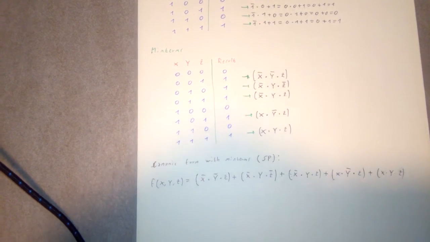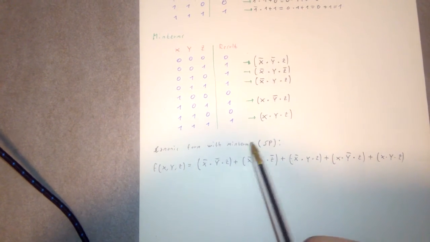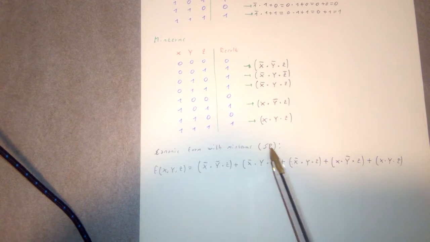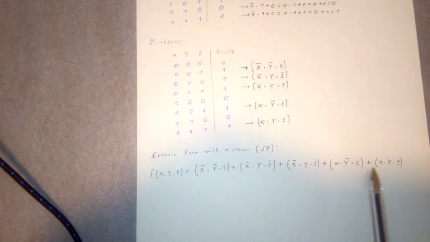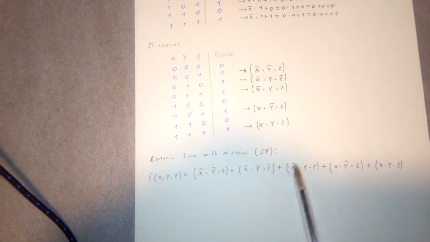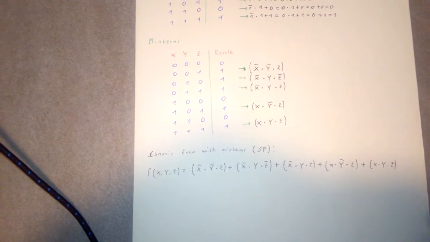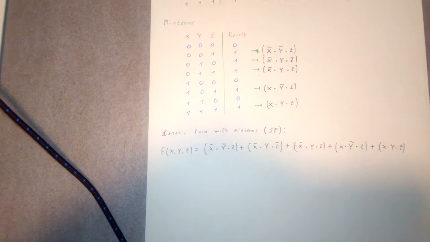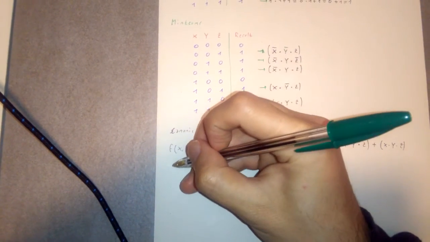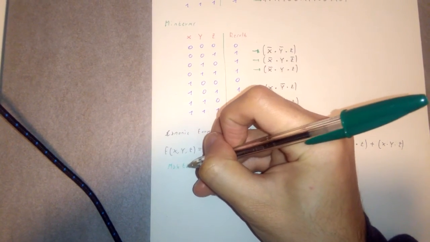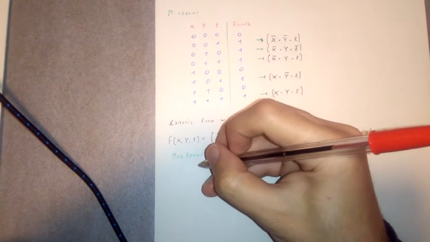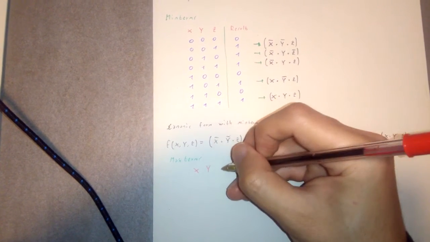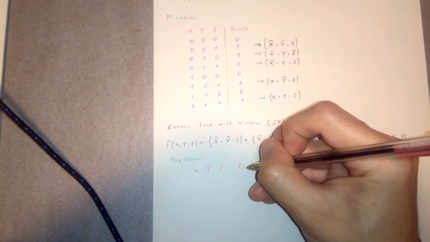So this is going to be our canonic form expressed with the Minterms, which basically means the sum of products. So those are sum of products. Now we can do this very same thing with the Maxterm. So let me just rewrite the truth table real quick once again.